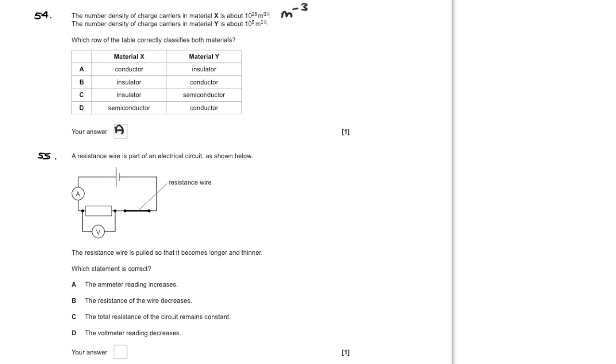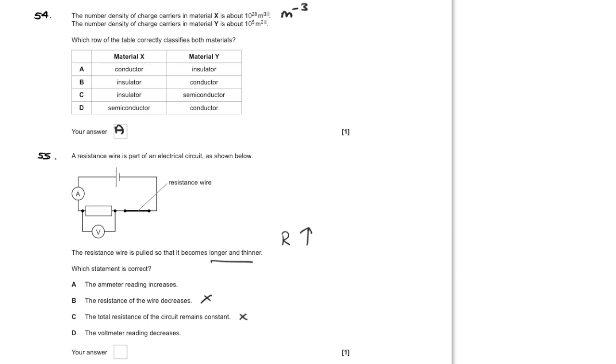Okay. For question number 55, we are given that a resistance wire is part of an electrical circuit, and we are to figure out which statement is correct if the resistance wire is pulled so that it becomes longer and thinner. Okay, so longer and thinner. We know that therefore the resistance of the wire will go up. So that means that first of all, the resistance of the wire does not decrease. Okay, the total resistance of the circuit remains constant. No, that's not going to happen because the resistance is increasing. So it's either between A and D. Okay, so the ammeter reading increases. Well, no, because the circuit is a series circuit over here.